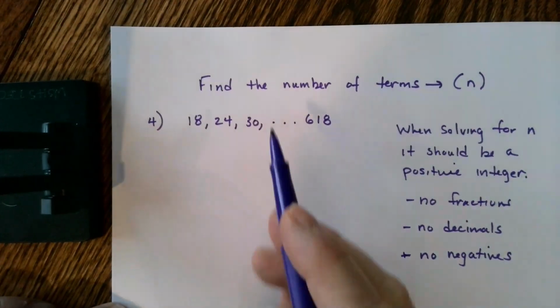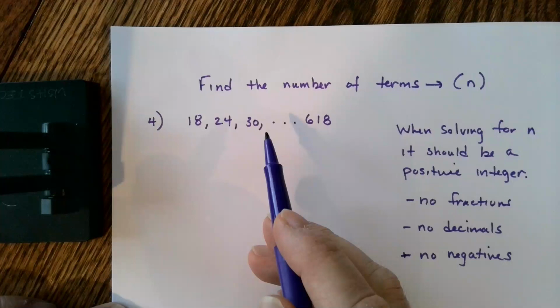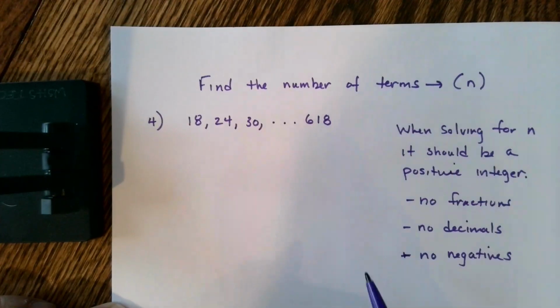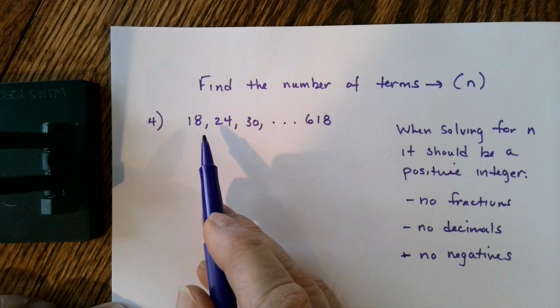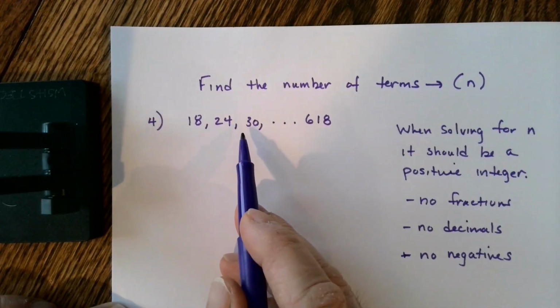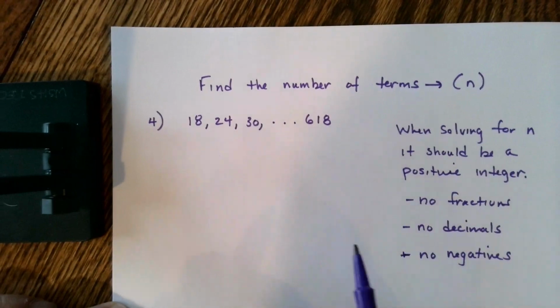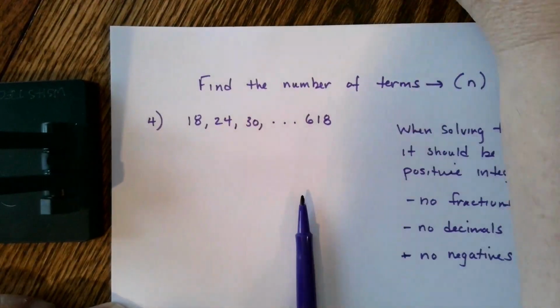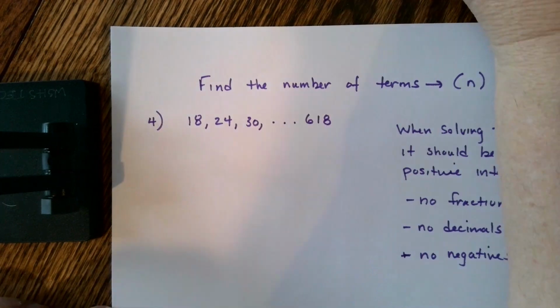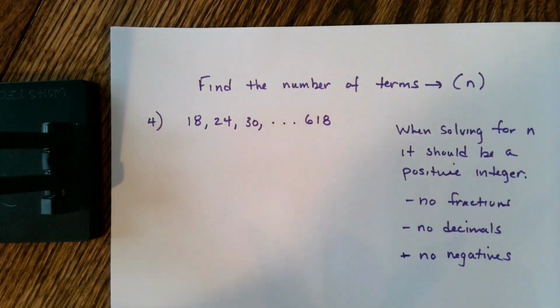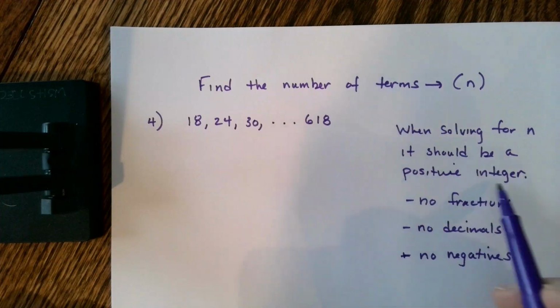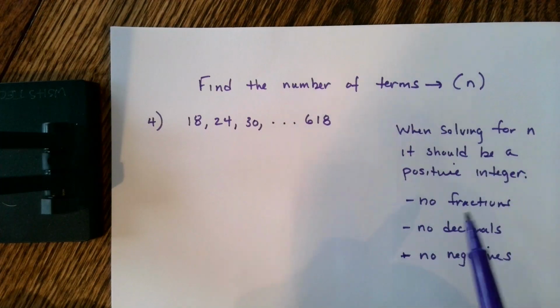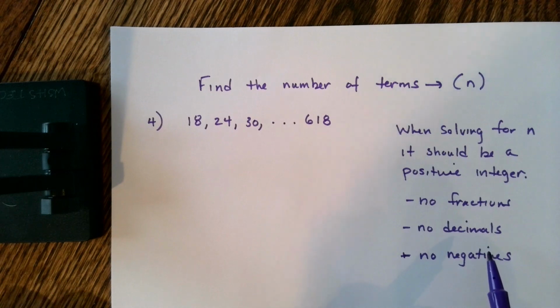I can also use my explicit formula to find the number of terms, which we call n. So let's say we were given the sequence 18, 24, 30, all the way out to 618. I don't know exactly how many terms I have. Now what's interesting is when you're solving for n, it should always be a positive integer as an answer. You can't end up with fractions, you can't end up with decimals, and you can't end up with negatives. So if your answers for n come out to be something other than a positive integer, you need to go back and check your math. You may have made a mistake.